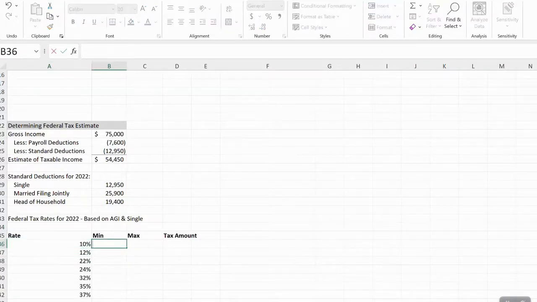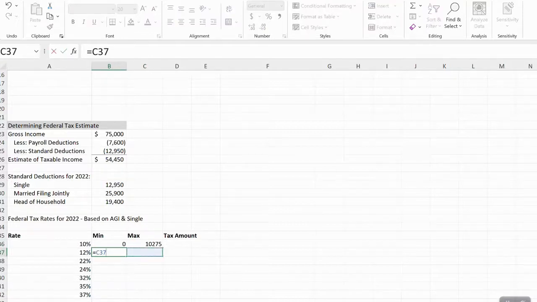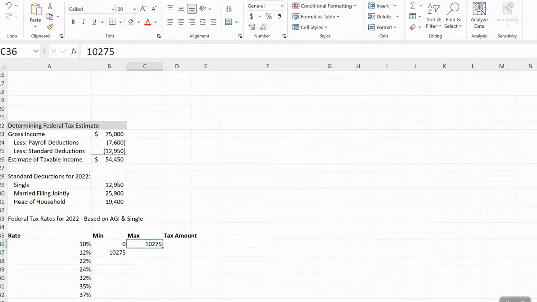Our minimum salary for 10% is 0. Our max is 10,275. Now what's nice is the min is always going to be essentially our max from the tier above it. So we can go ahead and make the min equal the prior rate max and copy that down. So then all we have to do is input our maxes and our grid will finish creating itself.